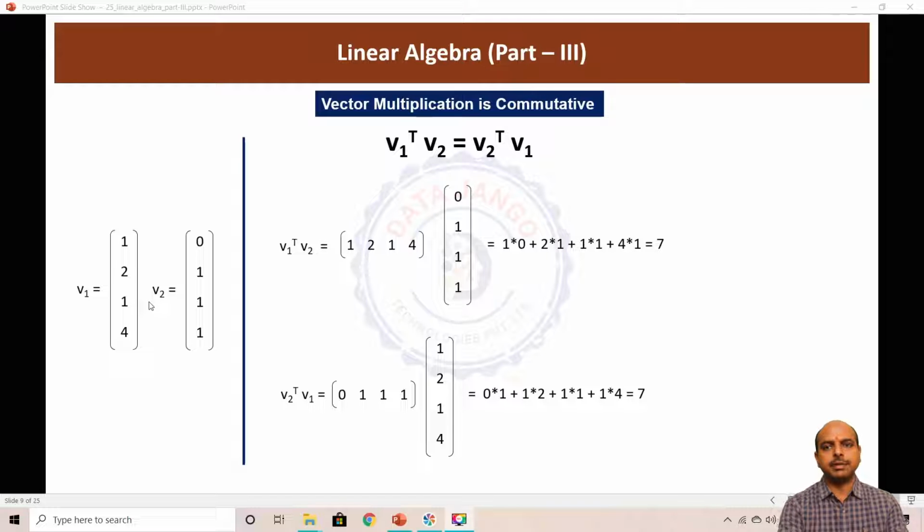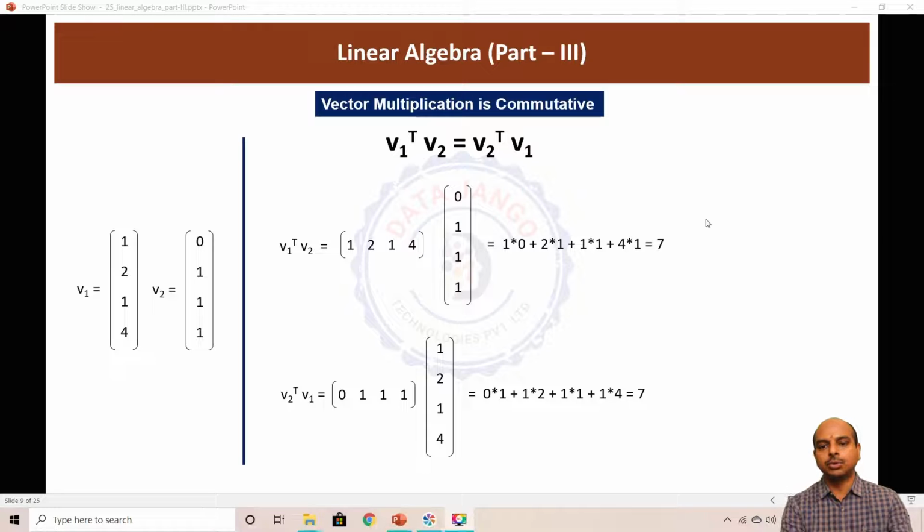If you take v1 and v2, if you have to multiply these two vectors, you need to transpose one and multiply, because the dimensionality of v1 is 4 by 1 and v2 is also 4 by 1. When you have to multiply two matrices, the number of columns of the first matrix should match the number of rows of the second matrix, right? So to get that behavior, we need to transpose the first matrix. So then what happens? It becomes 1 by 4, 1 row and 4 columns, and this is 4 by 1.